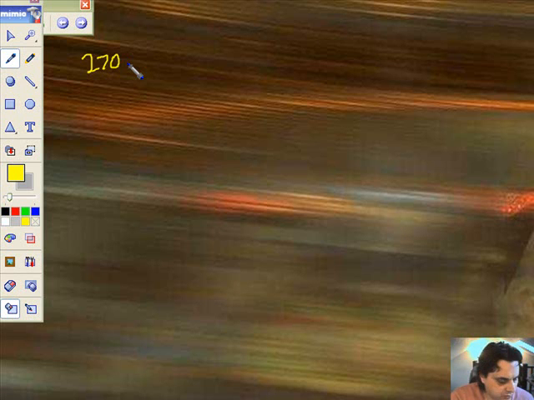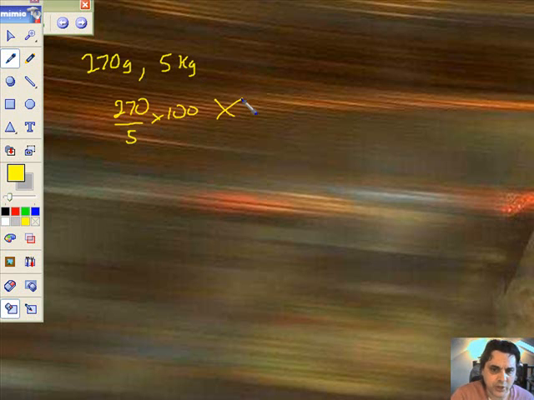Well, I've got 270 grams and I've got 5 kilograms. Well, here's a deliberate mistake. No, these are mixed units. If that's in kilograms, we're actually talking 5,000 grams. Now we can compare the 270 and the 5,000. So this is the correct way.